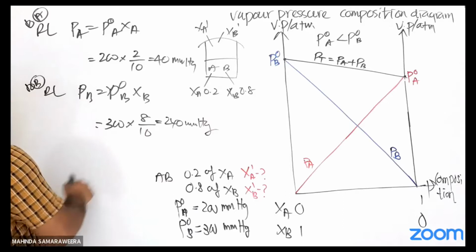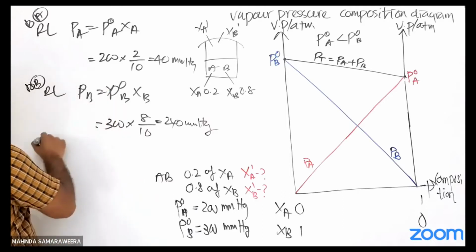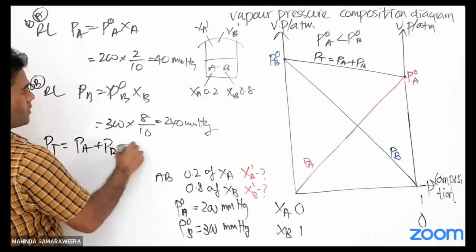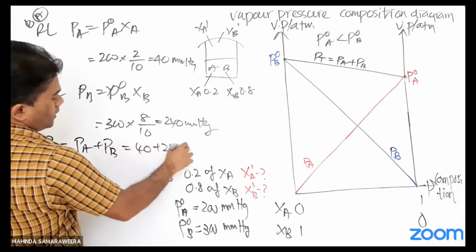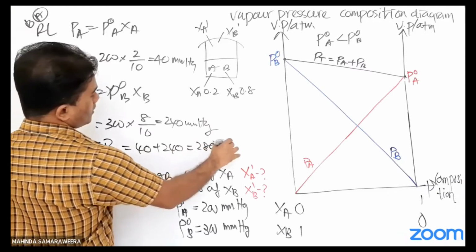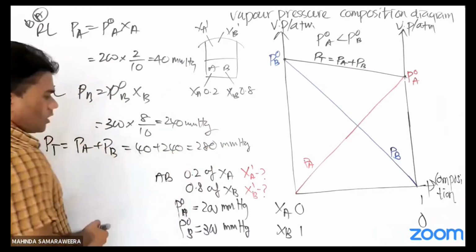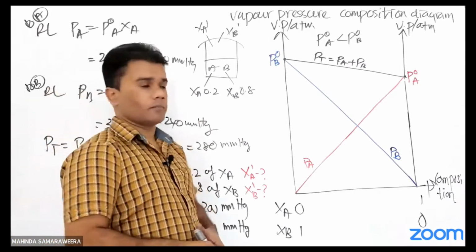Then we have PA and PB, so you can get the total pressure. PT equals PA plus PB, Dalton's law of partial pressure. 40 plus 240 is 280 mercury millimeter. You see, it's a very, very simple thing. Total pressure is 280 mercury millimeter.